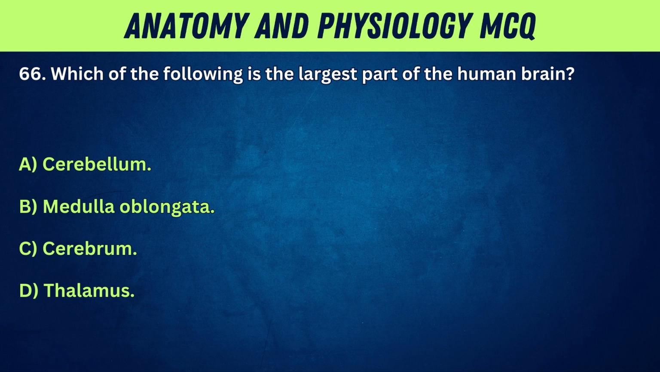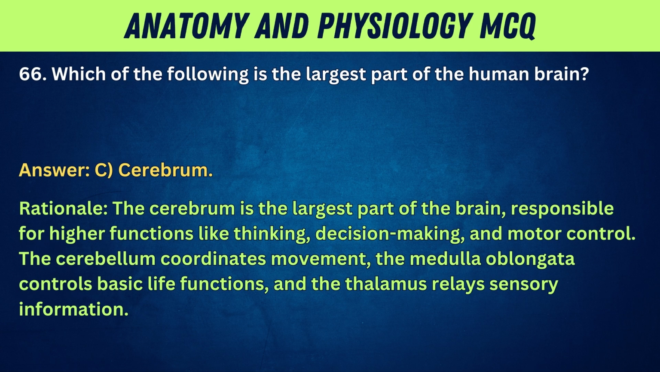66. Which of the following is the largest part of the human brain? A. Cerebellum. B. Medulla oblongata. C. Cerebrum. D. Thalamus. Answer: C. Cerebrum. Rationale: the cerebrum is the largest part of the brain, responsible for higher functions like thinking, decision-making, and motor control. The cerebellum coordinates movement, the medulla oblongata controls basic life functions, and the thalamus relays sensory information.